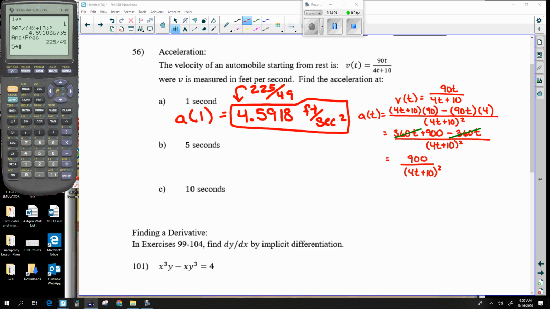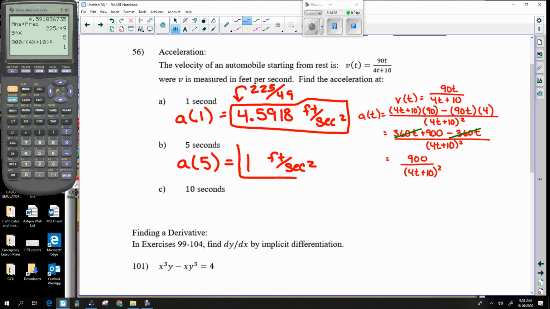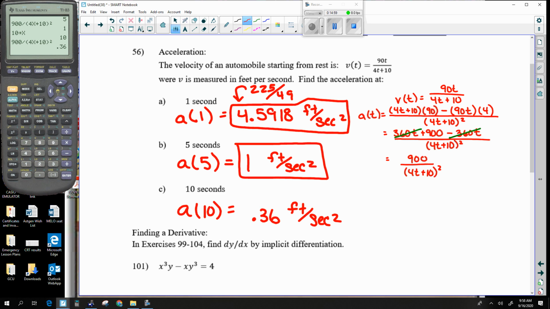So at 5 seconds, I'm going to store that as x. That's straight up 1, so the acceleration at 5 seconds is 1 foot per second squared. The acceleration at 10 seconds, 10 store x, that's 0.36 feet per second squared. And that is also 9/25.